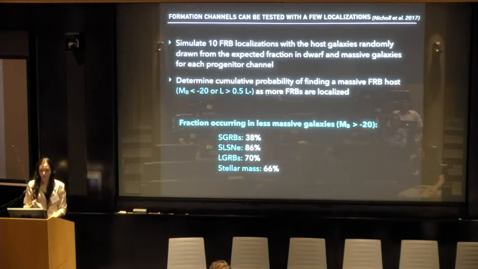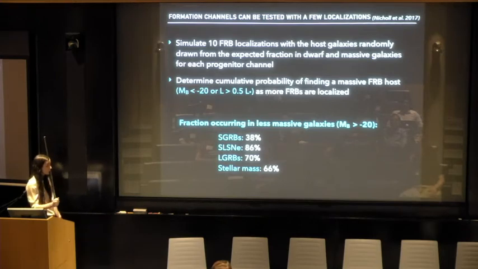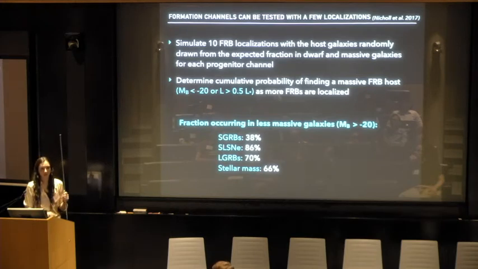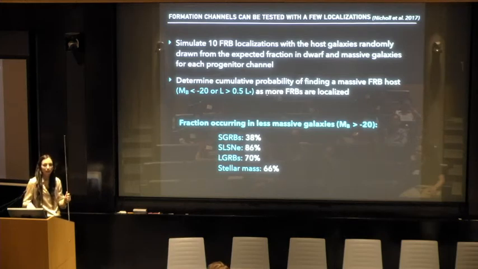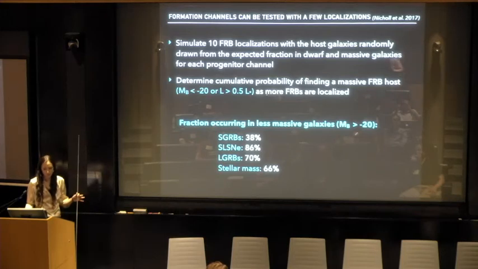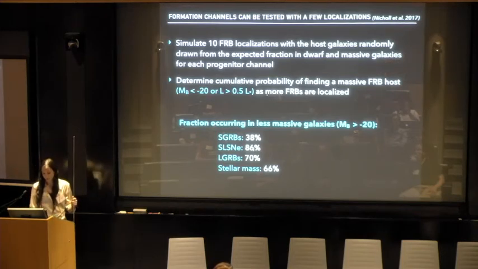But one thing we can do is invert the problem, and ask what the host galaxy demographics should look like for various formation channels. This is an exercise from Nicholl et al. 2017. The idea is that for a given formation channel, given the expected fraction that should occur in dwarf and massive galaxies, one can ask how likely it is to localize an FRB to a massive host as more and more events are localized.